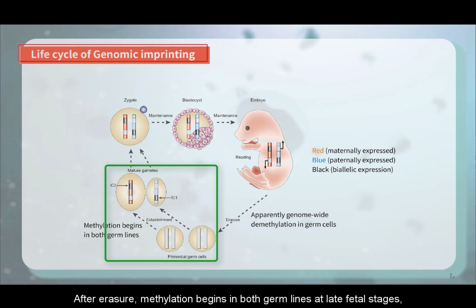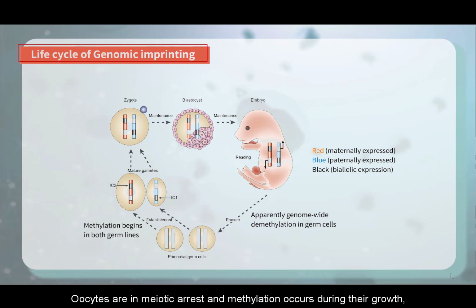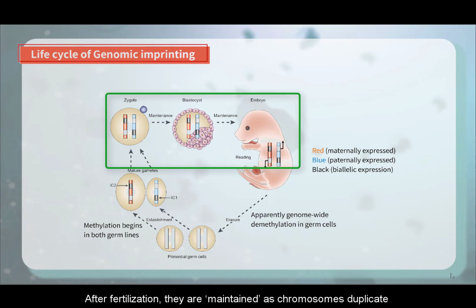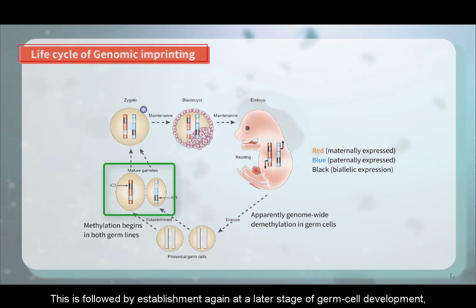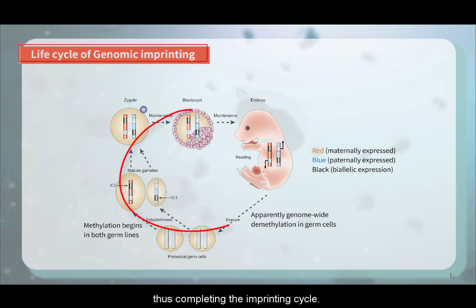After erasure, methylation begins in both germlines at late fetal stages and continues after birth. Oocytes are in meiotic arrest and methylation occurs during their growth, whereas during spermatogenesis, methylation occurs before meiosis. After fertilization, they are maintained as chromosomes duplicate and segregate in the developing organism. In the germ cells of the new organism, imprints are erased at an early stage. This is followed by establishment again at a later stage of germ cell development, thus completing the imprinting cycle.